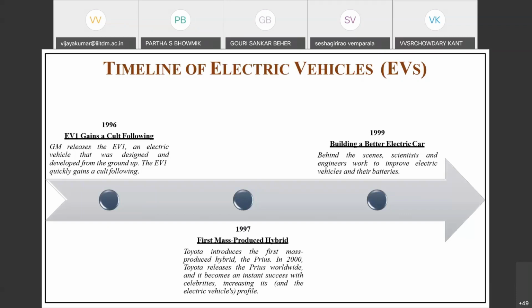Then afterwards, if you look at the railways, they electrified the lines. Earlier, they used steam engines. Even now we can see some engines are steam. Afterwards, they electrified the railway to run with electricity.